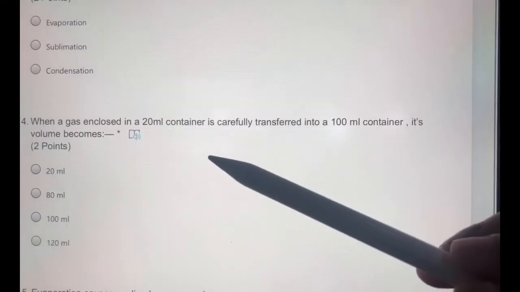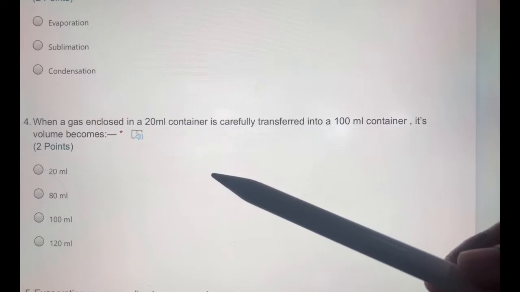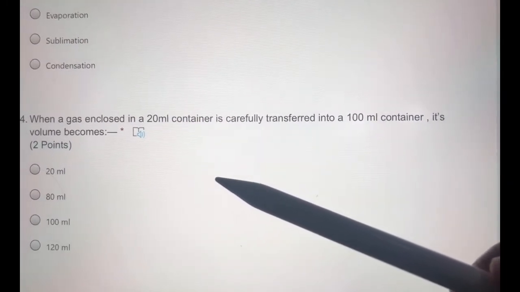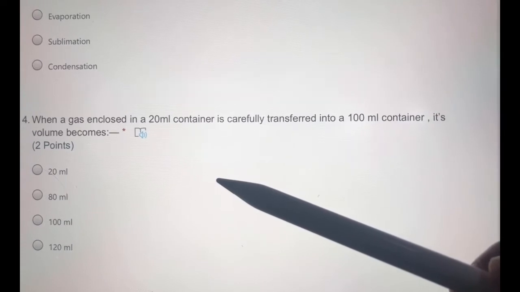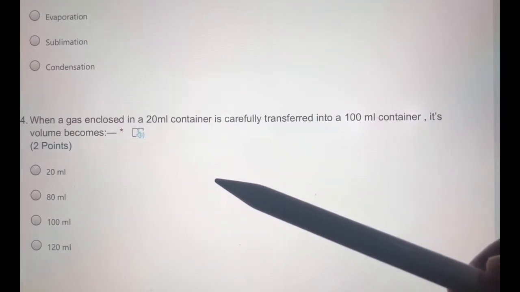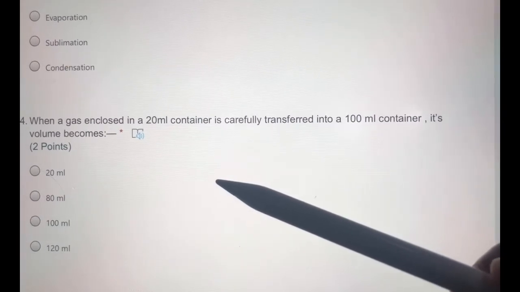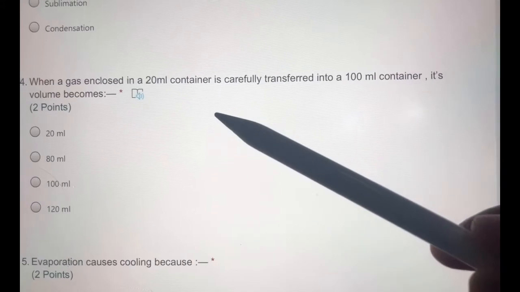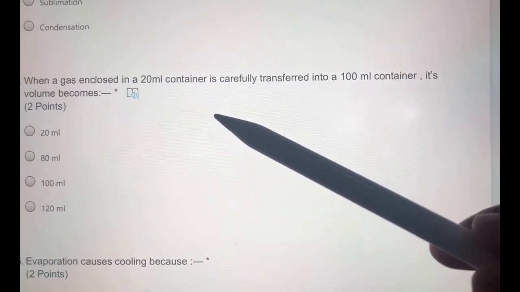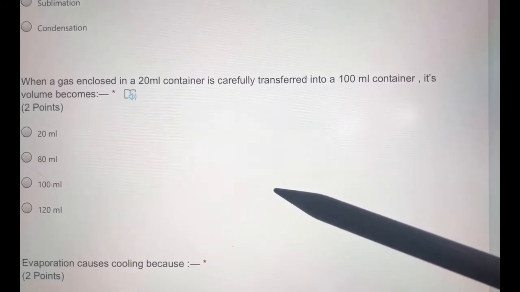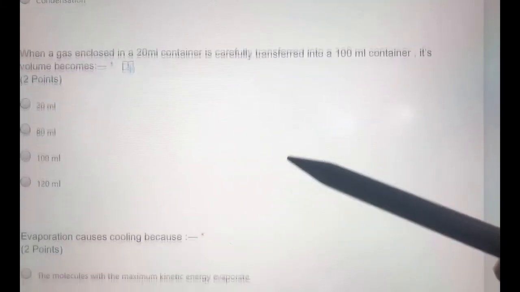This is interesting. When a gas enclosed in a 20 ml container is carefully transferred into a 100 ml container, its volume becomes? So we know that gas has got neither a fixed shape nor a fixed volume. So gas molecules tend to move away and expand and fill the container. So when you transfer a gas from a 20 ml container into a 100 ml container, then the volume of the gas will become 100 ml.